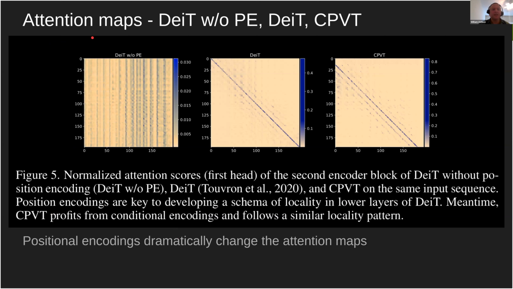Attention maps, so that's interesting. The DIT without positional encodings has very chaotic, I mean, I don't know if you'd call it chaotic, but it's not as ordered as DIT with positional encodings, I would say. And the CPVT has similar attention maps, but this is only at the first head and second encoder block. And so it changes the deeper you go and depending on which head you're looking at.